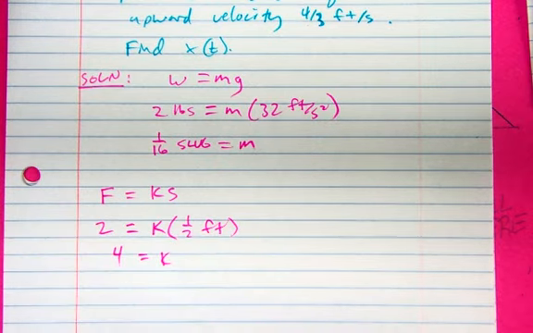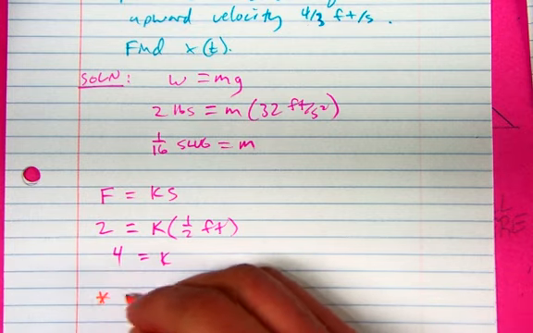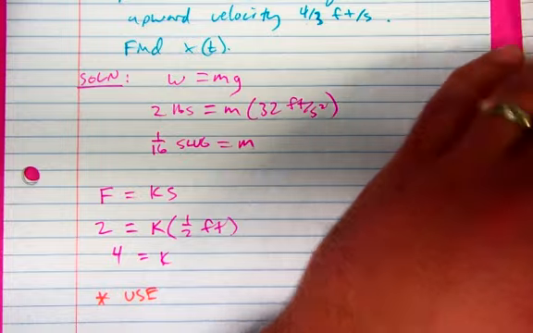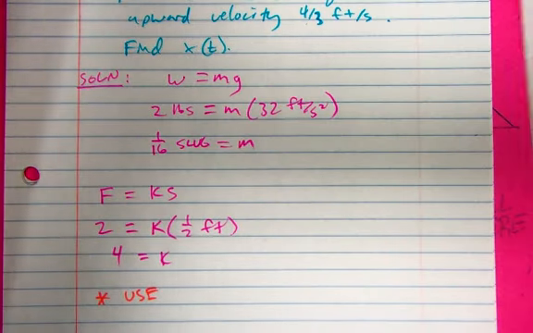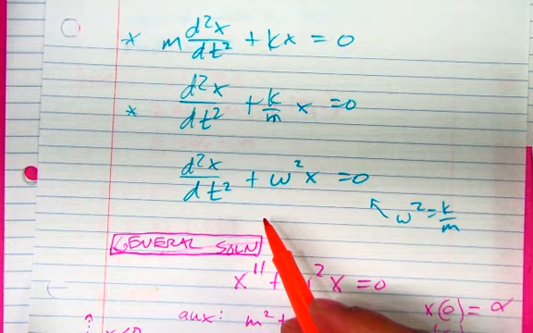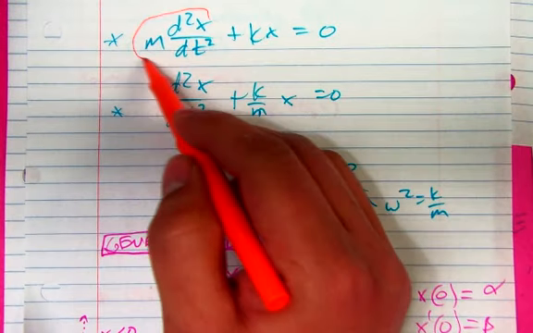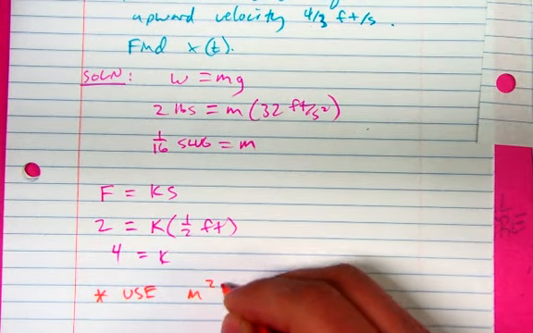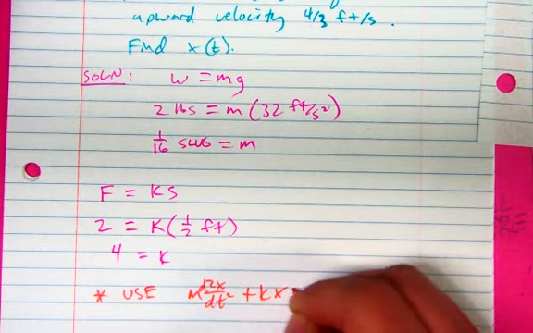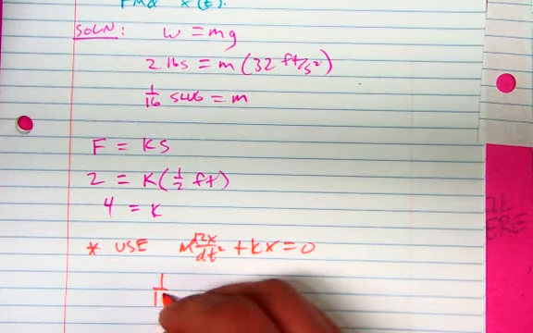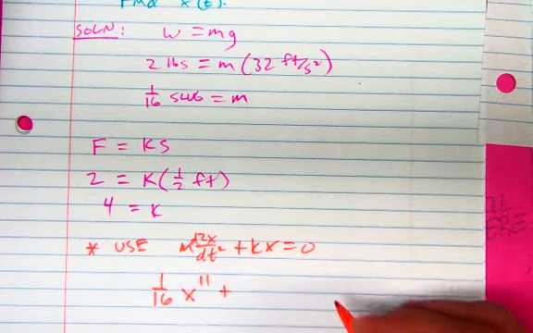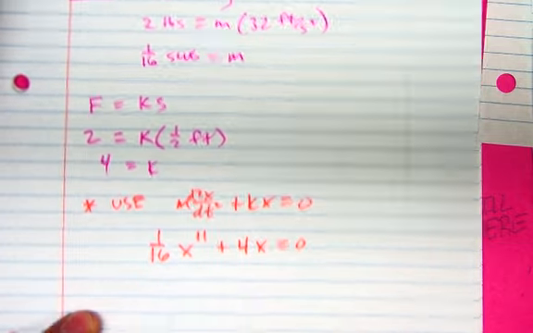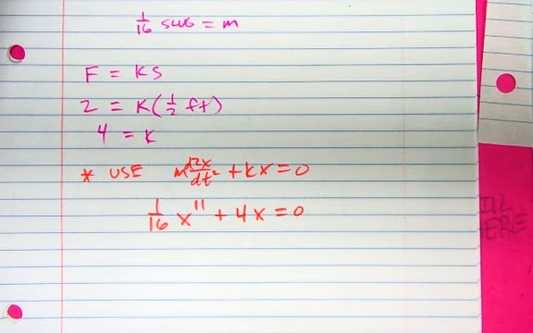All right. Now, my advice is to use this first one here. We have all these different variations of the same model, but when we're modeling, it's probably easier to start back here, where you just do m a plus k x equals 0, because it's easy to just plug everything in. So if I use m d squared x dt squared plus kx equals 0, then I just replace everything. I get 1/16 x double prime plus k, which is 4x, equals 0. Does that make sense?